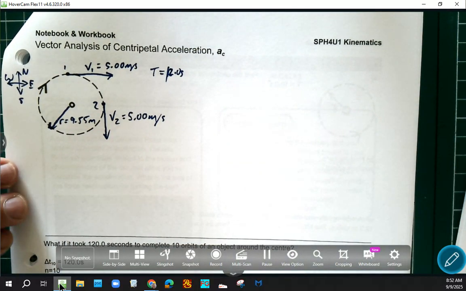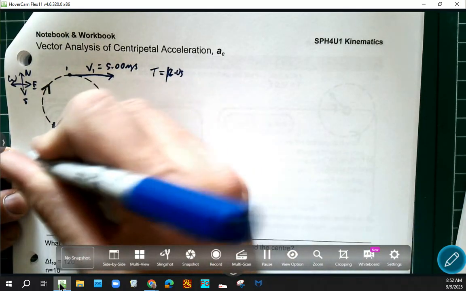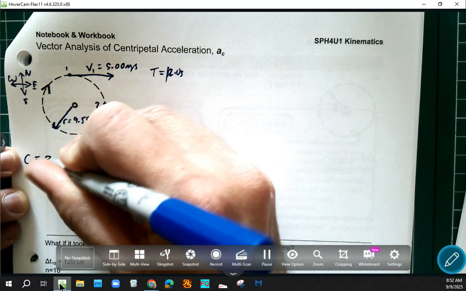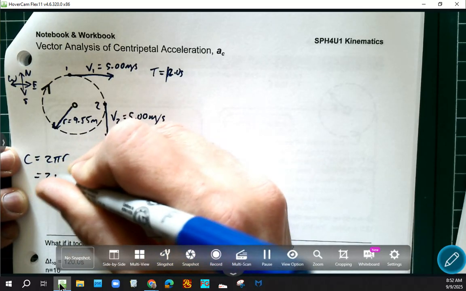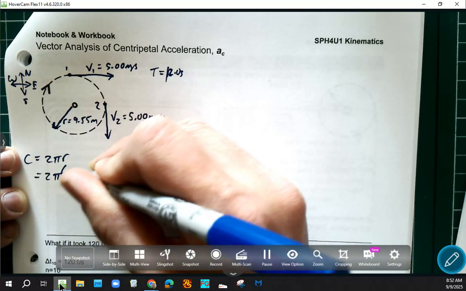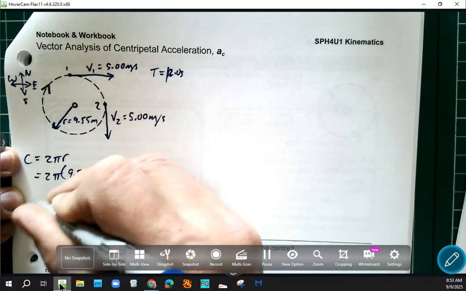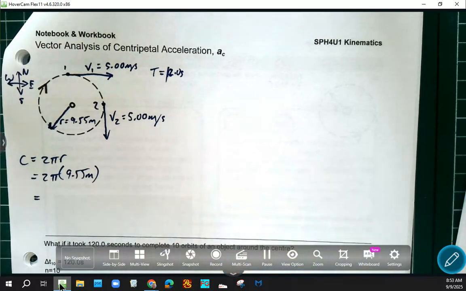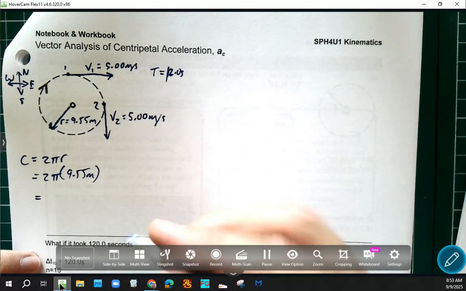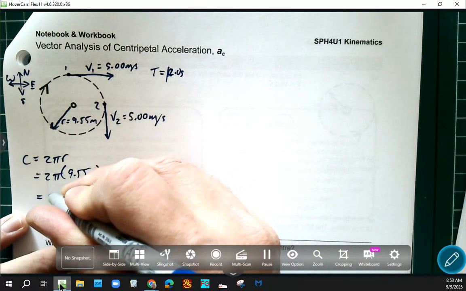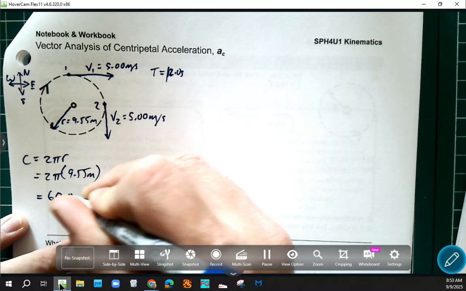And another thing that we could try to tackle would be the circumference. So we could say, okay, well, circumference is equal to 2 pi r. So 2 pi, and somebody with a calculator help me out, 2 pi times 9.55 meters, maybe to 3 decimal places. 60.004. Nice. Okay, so 60.004 meters.